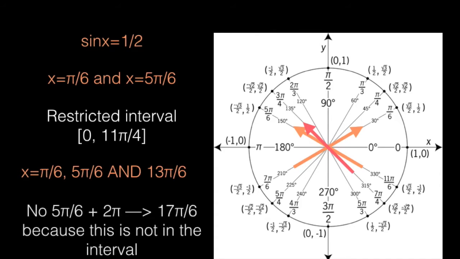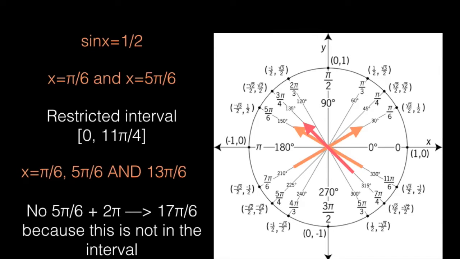Again, we do not say that 17 pi over 6 is a value of x that makes sine x equal to 1/2. That is true, 17 pi over 6 in sine does make it 1/2, but our interval is from 0 to 11 pi over 4. 17 pi over 6 exceeds this interval, so we do not include this in our solution.